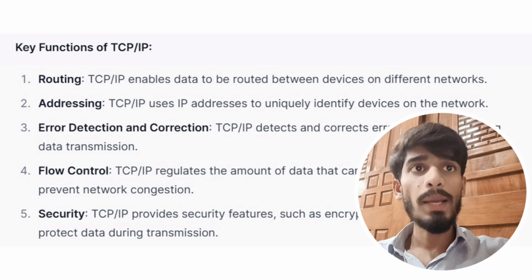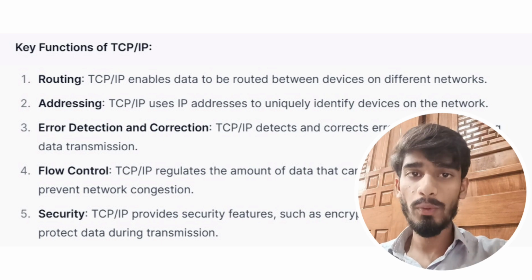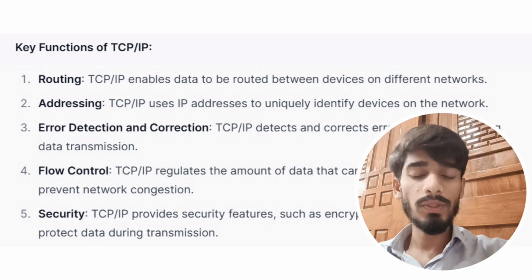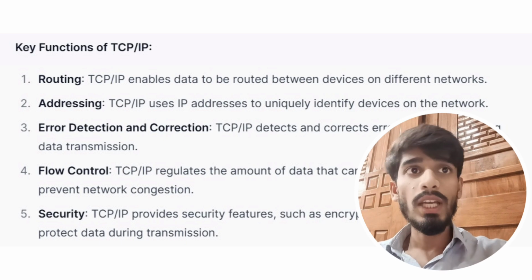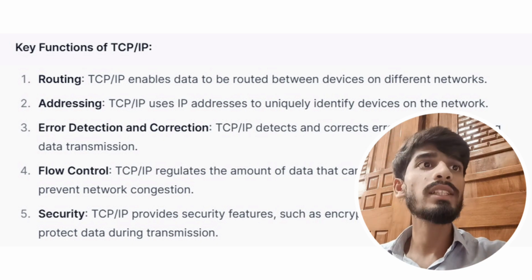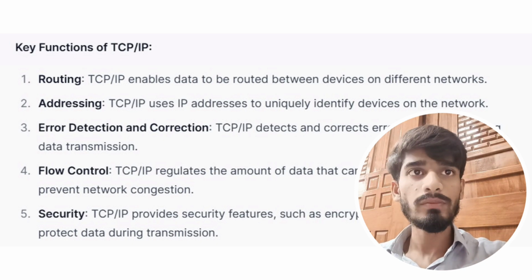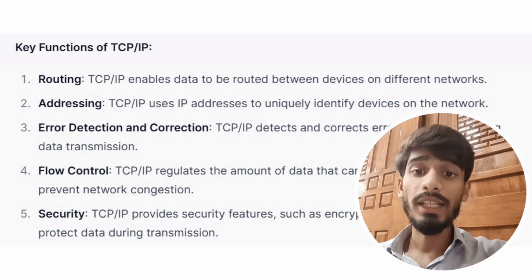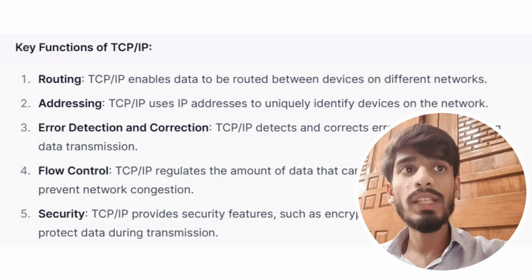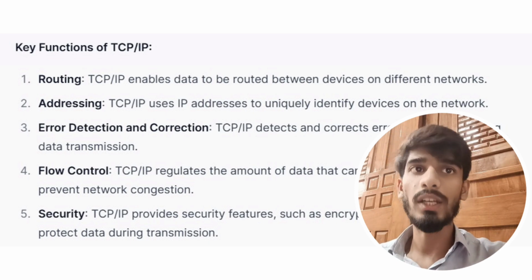Now we will discuss the key functions of the TCP/IP protocol. We are going to discuss 5 functions. First is routing. The TCP/IP protocol enables data to be routed between devices on different networks. Second is addressing. The TCP/IP protocol uses IP addresses to uniquely identify devices on the network.